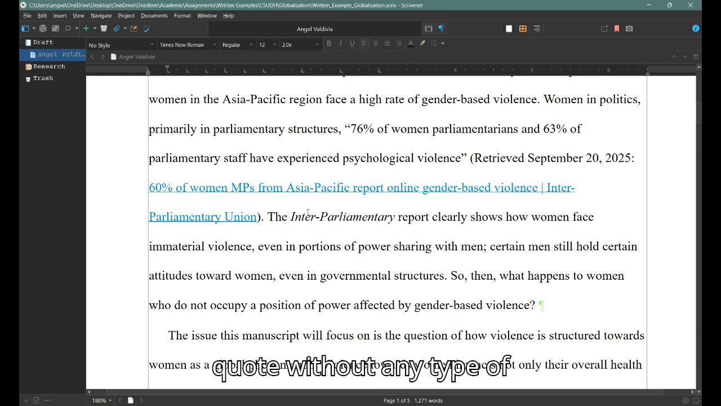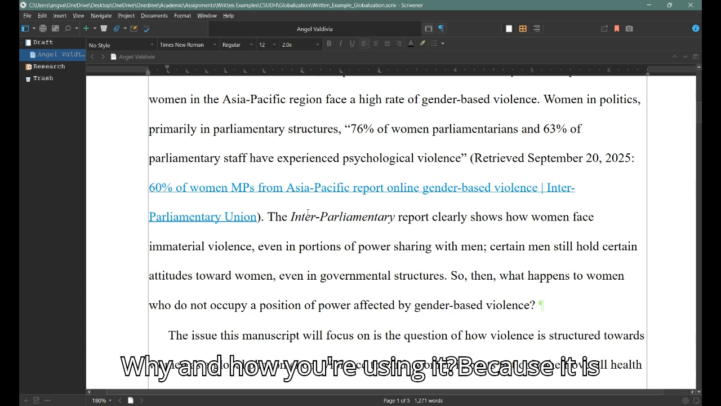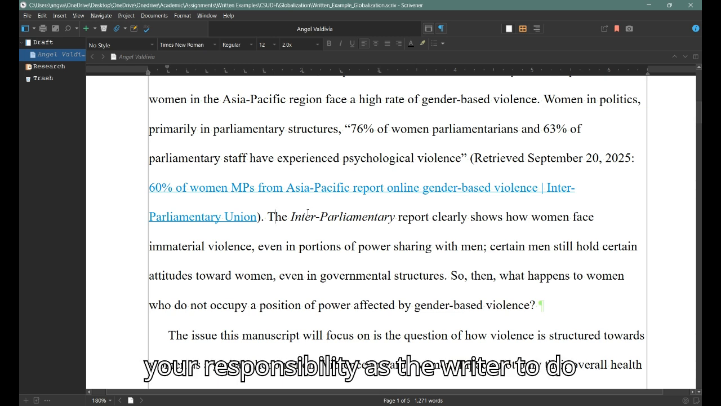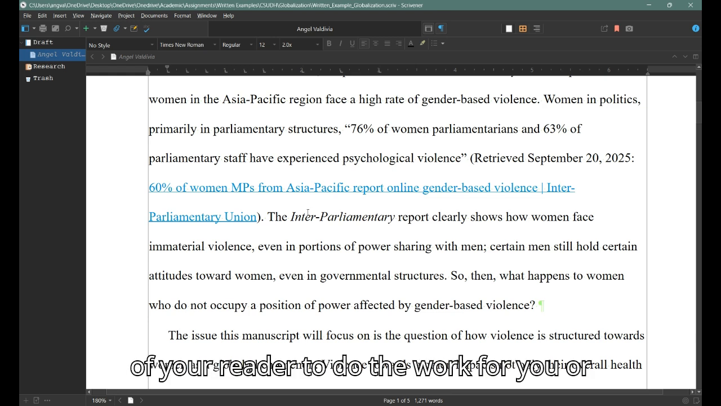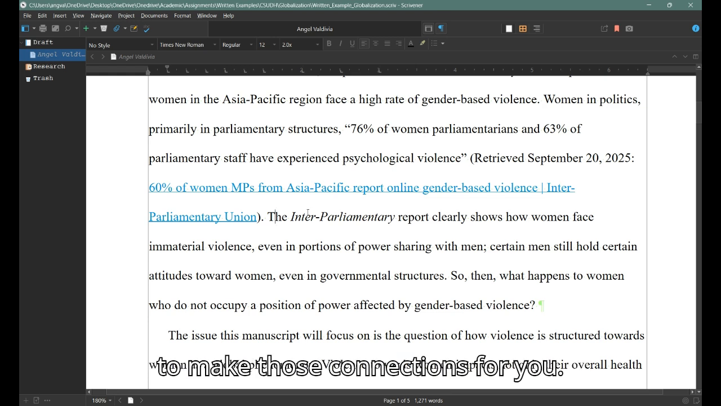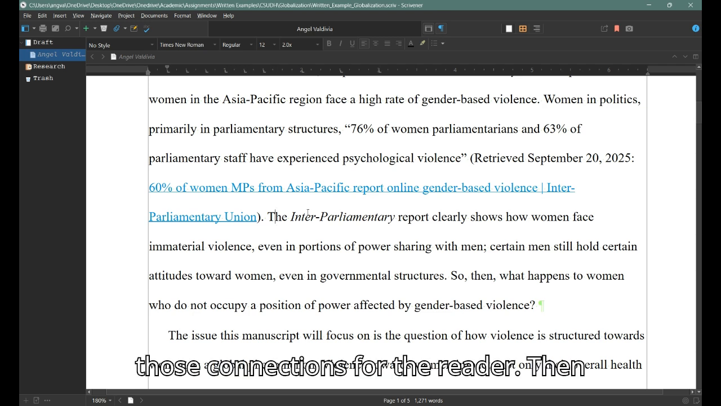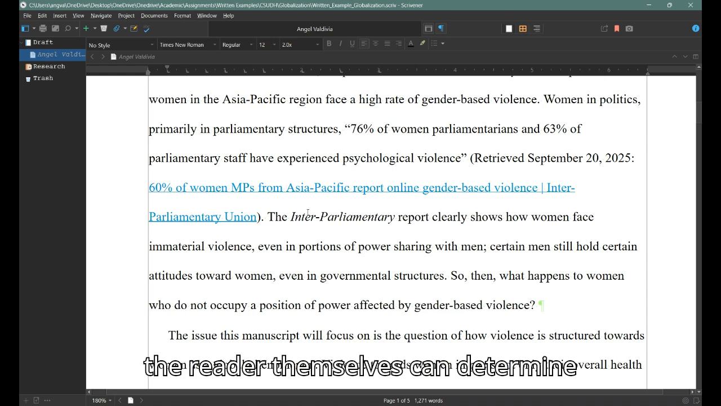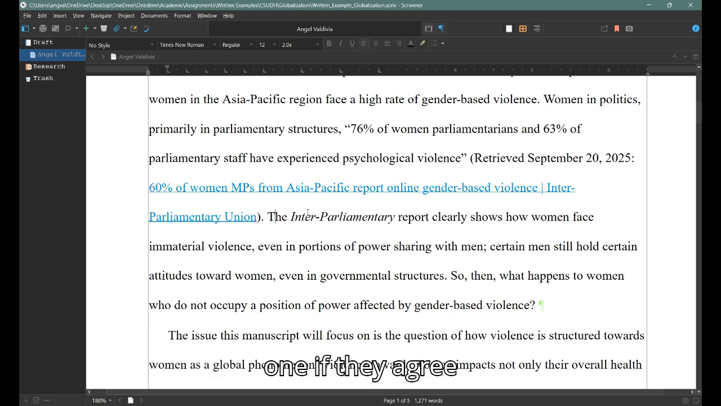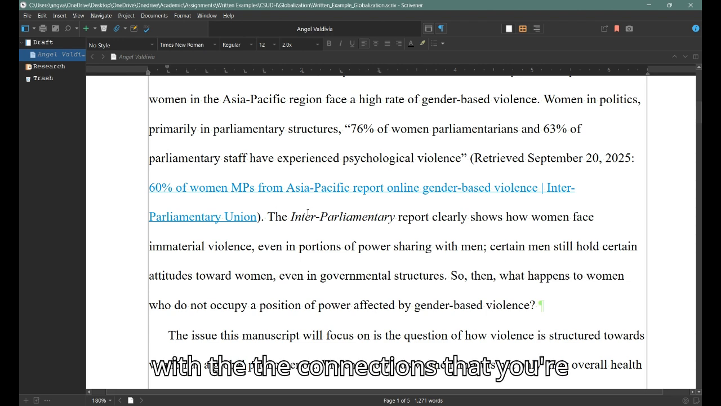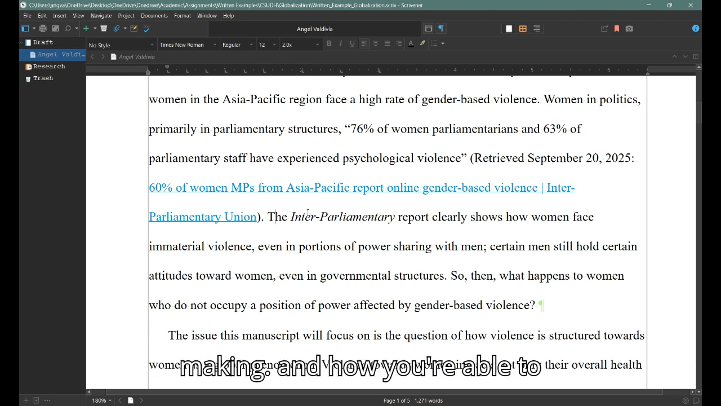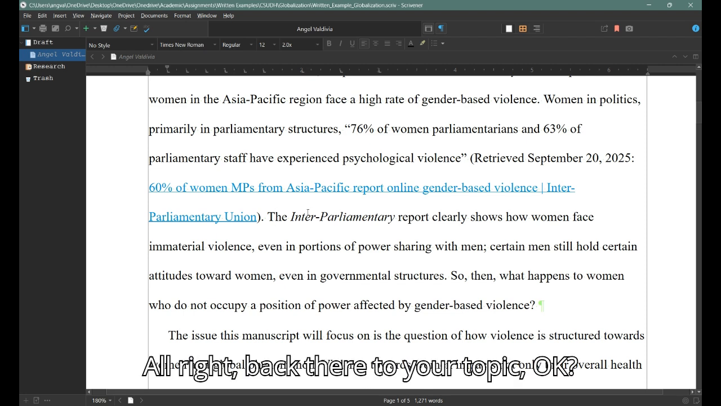You never just leave a quote without any type of intervention showing your reader why and how you're using it, because it is your responsibility as the writer to do that work. It is not the responsibility of your reader to do the work for you or to make those connections for you. It is upon you to be able to make those connections for the reader. Then the reader themselves can determine, one, if they agree with the connections that you're making, and how you're able to relate it to your topic.